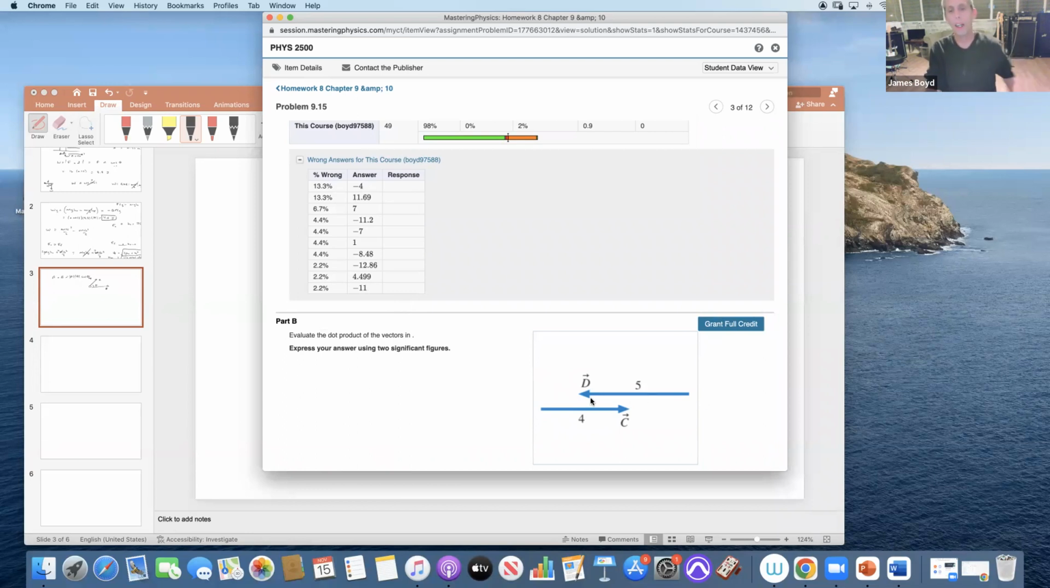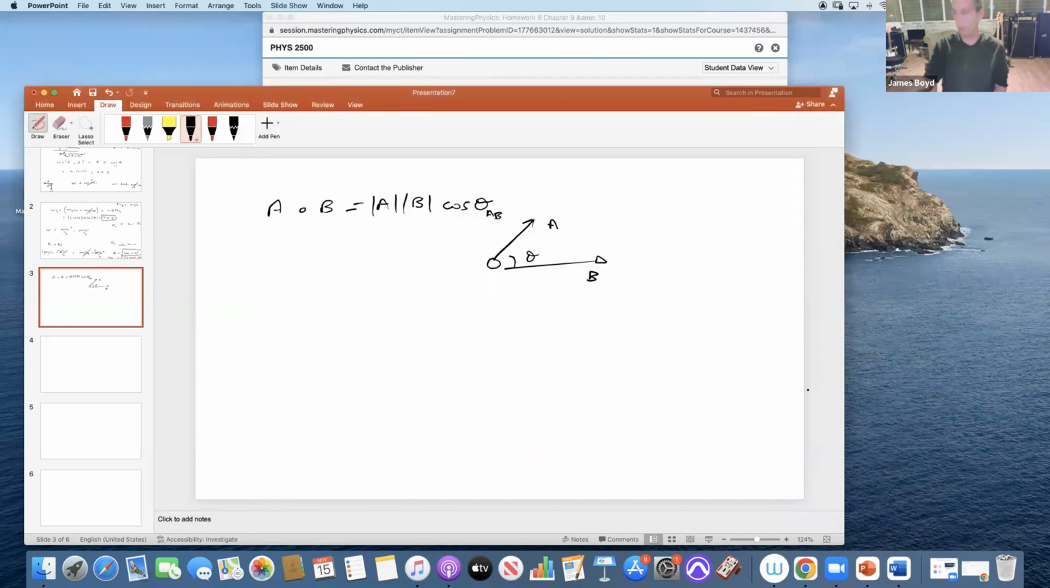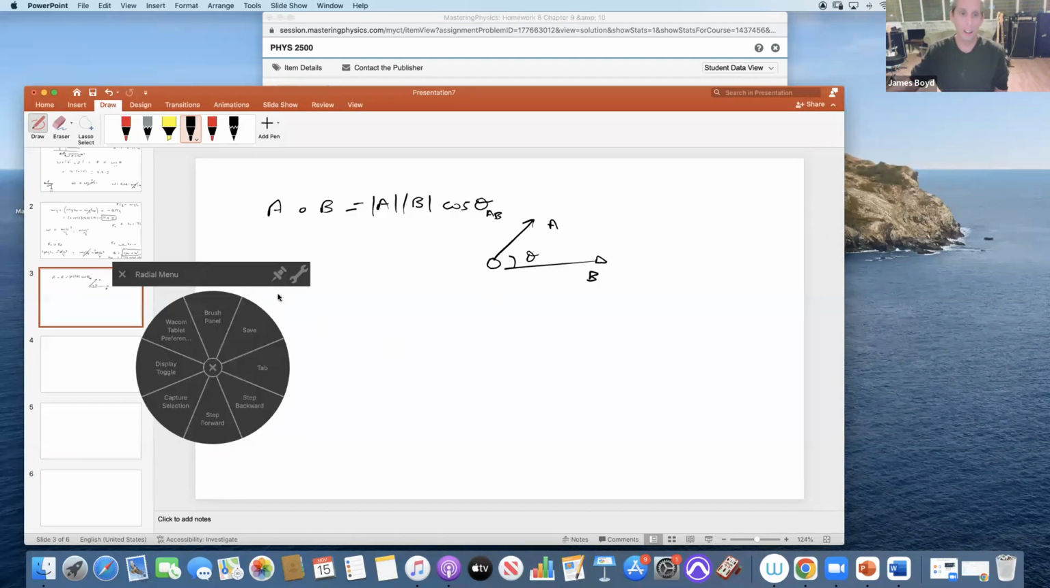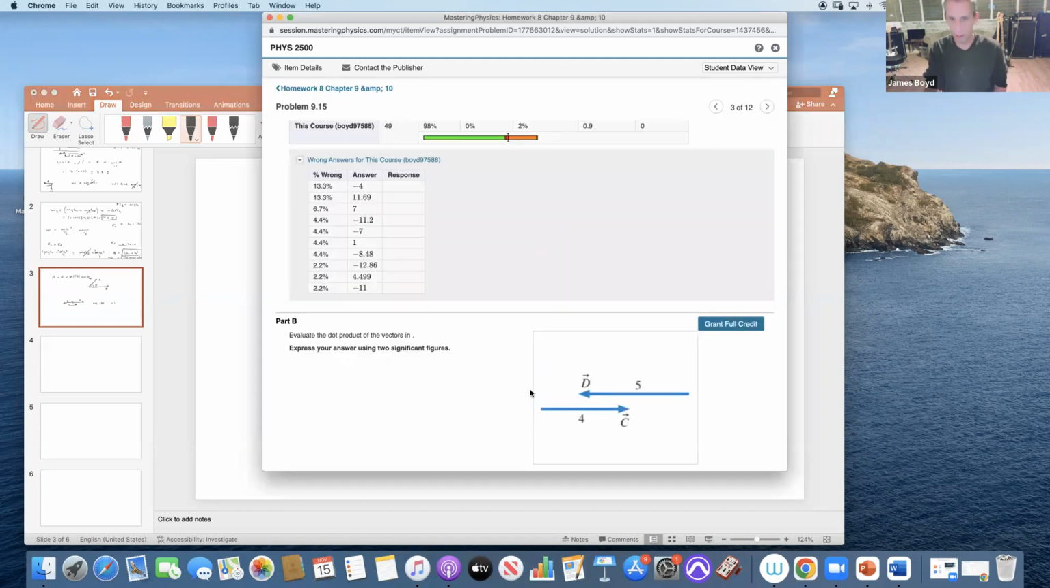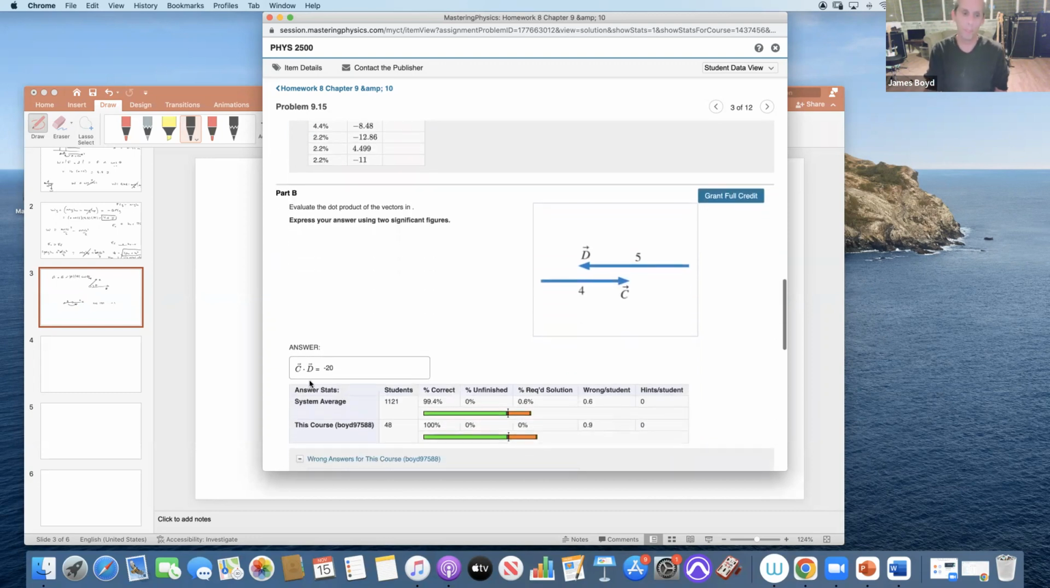Okay. Now for D and C, the angle between them is going to be the angle between D and C if we put them tail to tail. So if we look at this and they're tail to tail, the angle between them is 180 degrees. And cosine of 180 is -1. So when you do this dot product, D and C, it's 5 times 4 times cosine of 180, so -20.